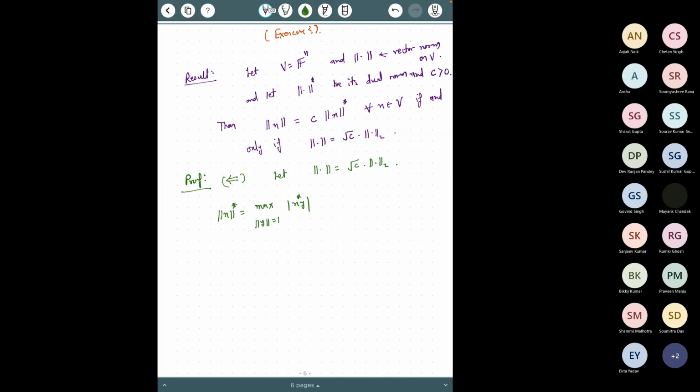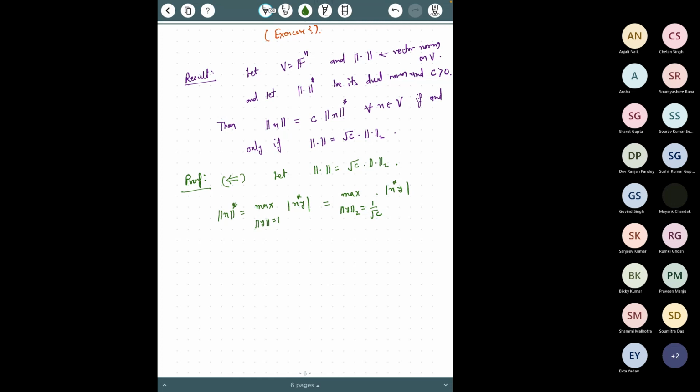Now this quantity here, what is this? By hypothesis, this norm is equal to root C times the 2 norm. So I will replace this norm by root C times the 2 norm. So what would it be then? The 2 norm of y is equal to 1 upon root C, and the objective is x star y, right?